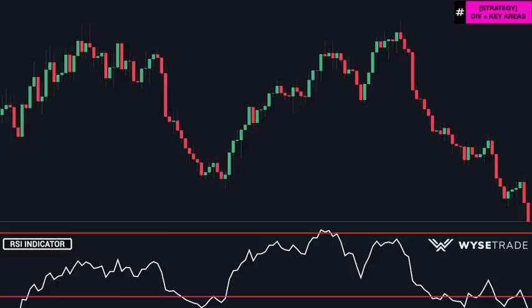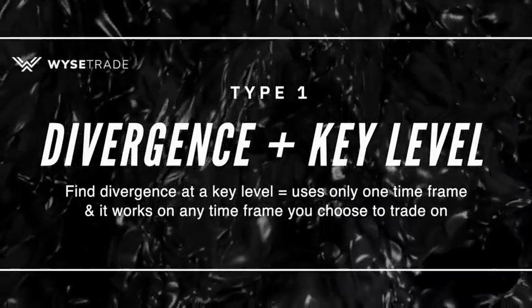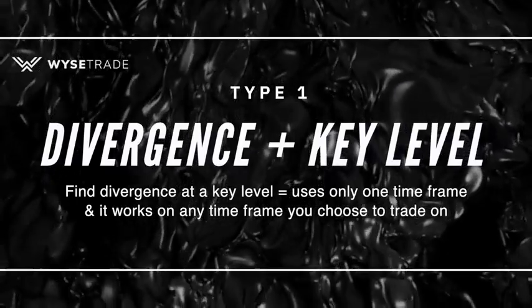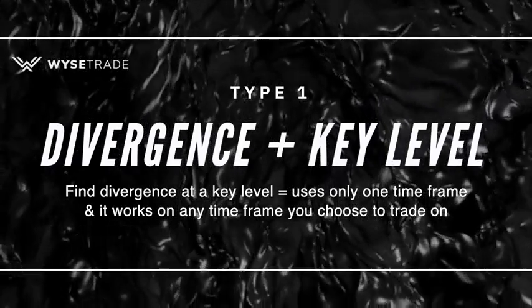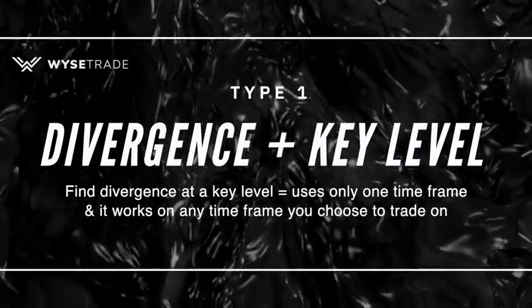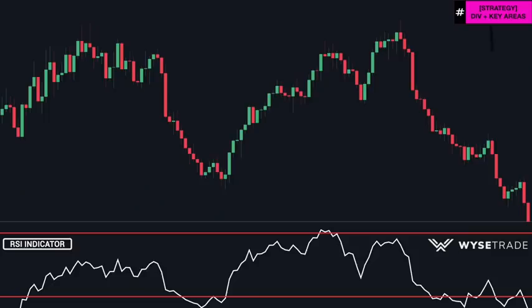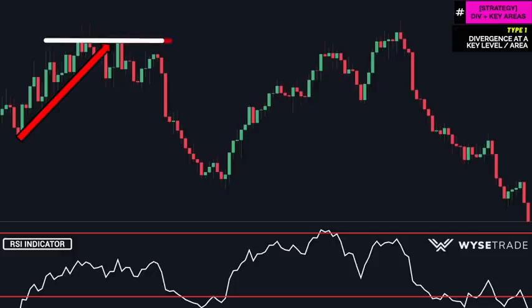So let's start with type 1, which is divergence forming at a key level or area. Again, type 1 involves using only one time frame. Also, you can find these setups on any time frame you choose to trade with. So you look left and notice that when price came up to this area, it hit and reversed drastically, making this a key level of resistance. So you had it drawn in.